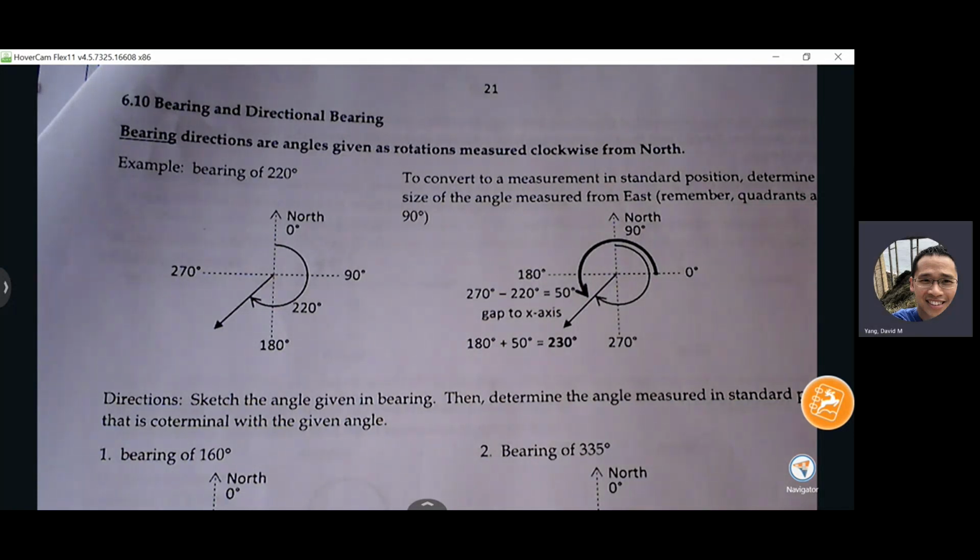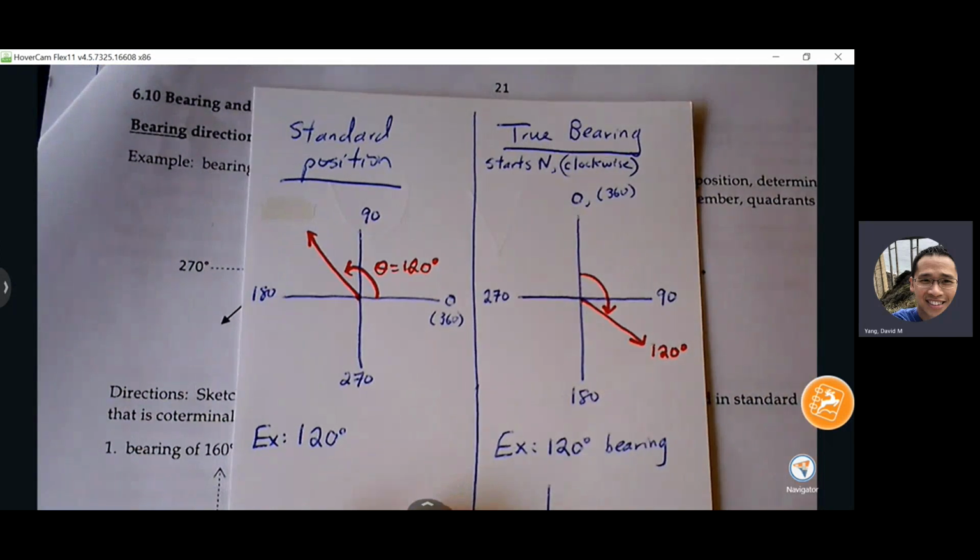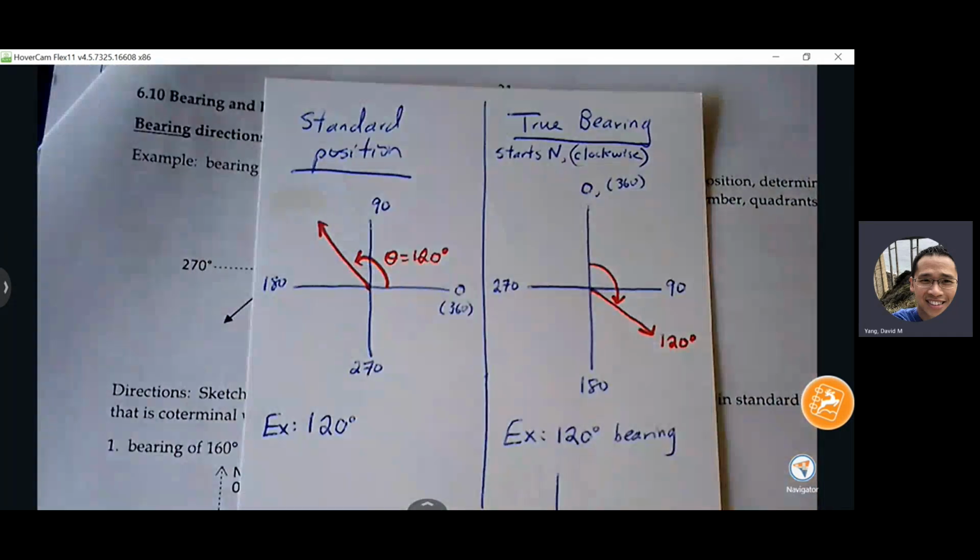I put this on the side as a note, just to connect with something that we know how to do. So standard position is where we move around the axis starting at 0. This is kind of like the right x-axis, and then we move counterclockwise, right? So if everything is in a quadrant, degrees in 90-degree increments, right? So 90, 180, 270, 360, moving counterclockwise.